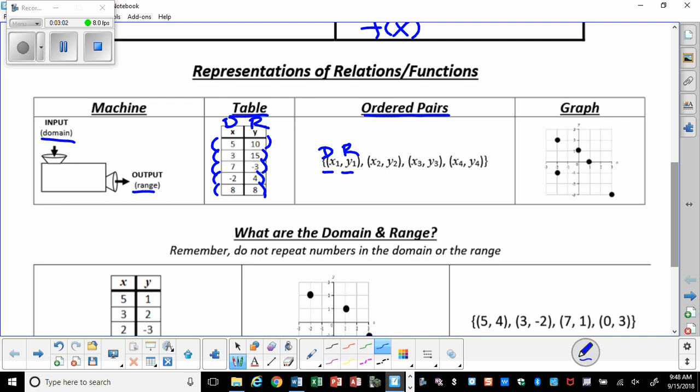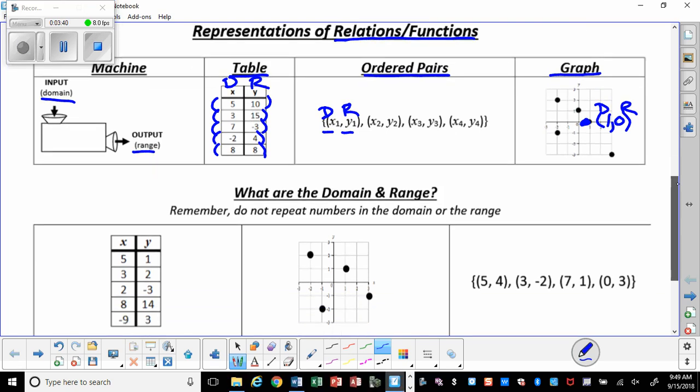You can also show these relations or functions with a graph, which we do a lot of in Algebra 2. So you just take these points. I need to calibrate this board. I might have to put this on pause. So this point, you have an x value of +1, and then a y value of 0. Okay, so this is my input, and this is my output. If a 1 goes in, a 0 is going to come out. Okay, so we can show these relations as a graph.